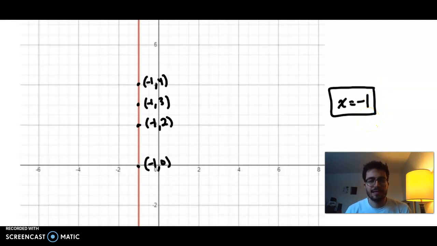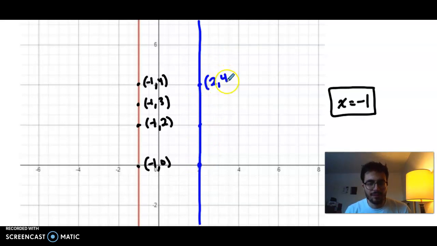If we had this line, if we look at all the points, this is (2, 4), this is (2, 2), this is (2, 0). The x is always 2, so this line would be x equals 2.